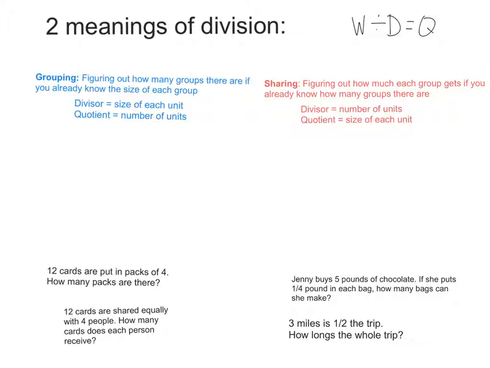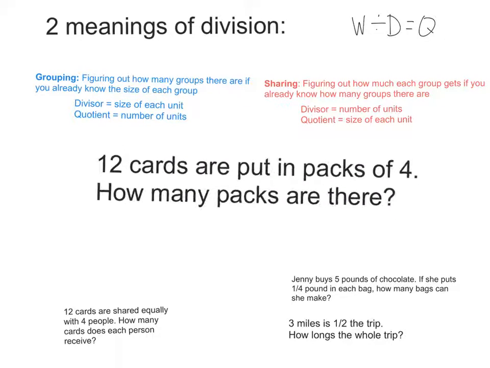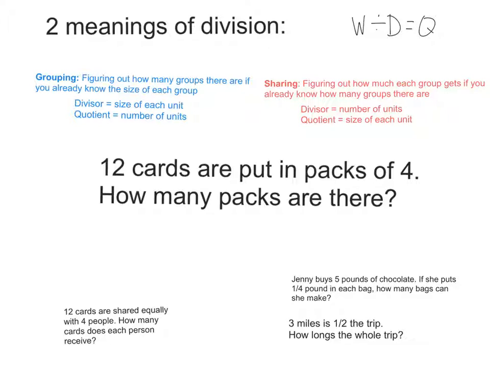So if we know that grouping means you're trying to figure out the number of groups, and sharing means you're trying to figure out how much each group gets, we're going to try to classify or organize or sort some of these division problems, okay? This one says, 12 cards are put in packs of 4. How many packs are there? What do we already know? We know that there's 12 cards, that's our whole, and our divisor would be what number? 4. In this problem, we're doing 12 divided by 4.